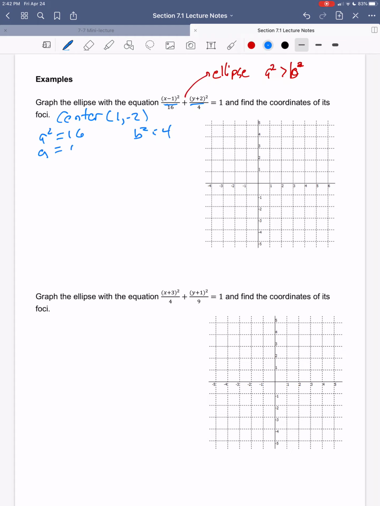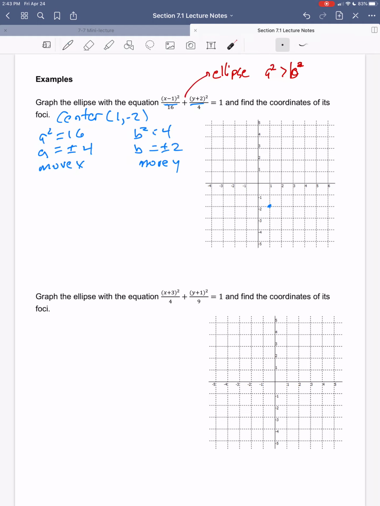So a equals plus or minus 4, and b equals plus or minus 2. The 16 was with the x, so that's how far I move in the x direction. This then is how far I move in the y direction. But I start at this center, which is the point 1, negative 2. So be sure you make note of that.